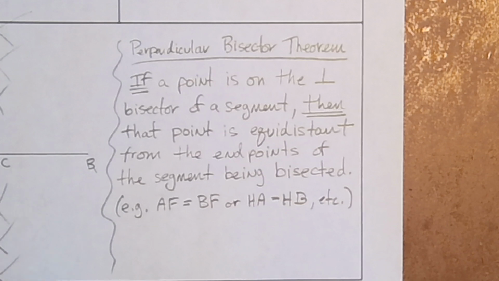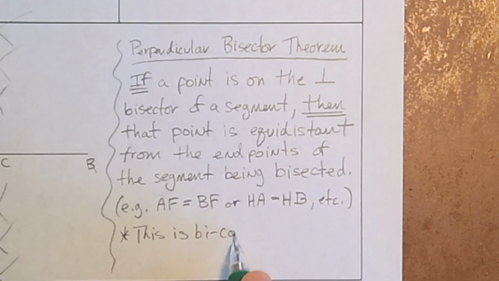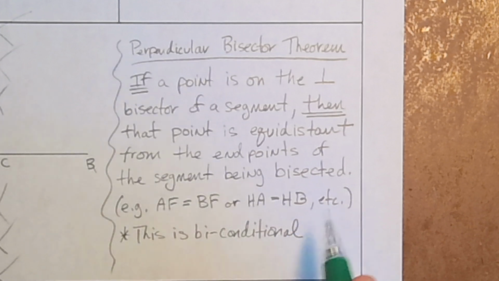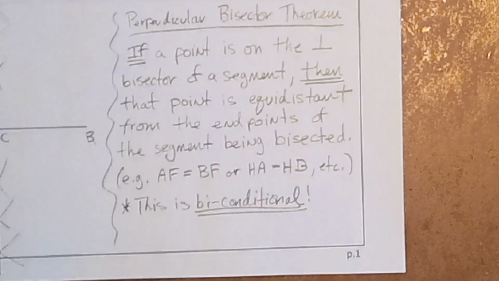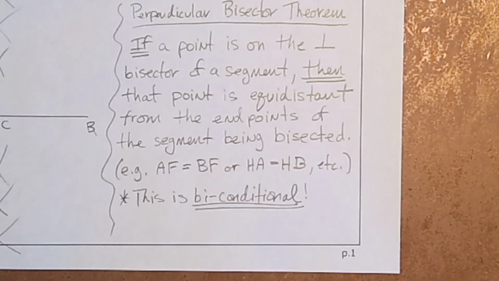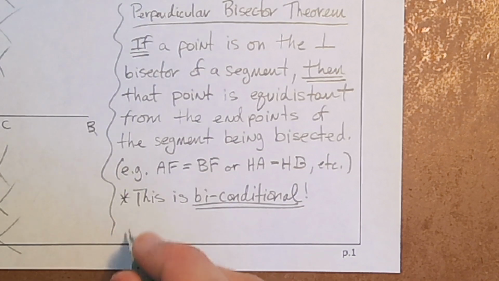Those line segments are the same. They're radiuses of a circle. That's important to know. There's one other thing that's important to know about this. This statement is what we call biconditional. Should have double underlined that word. That's an important word. It's biconditional.